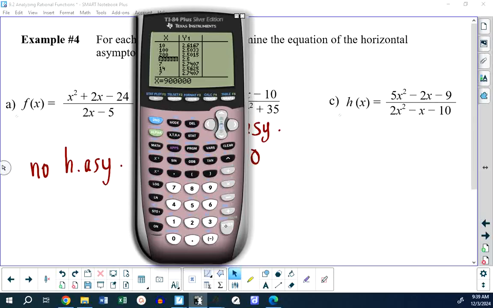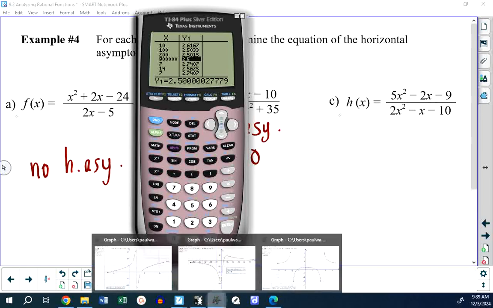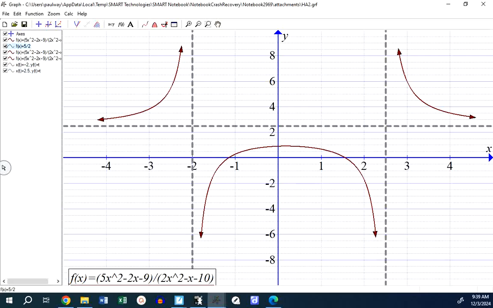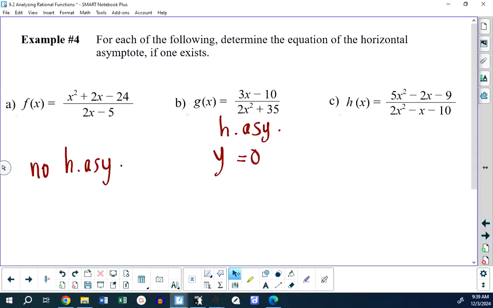2.5. Now, is it 2.5? Is it really 2.5? No. It's getting closer to 2.5. And I can demonstrate that to you with this program. By the way, there do happen to be vertical asymptotes here, but the point is there's a horizontal asymptote. So you have a horizontal asymptote at y equals 5 over 2.